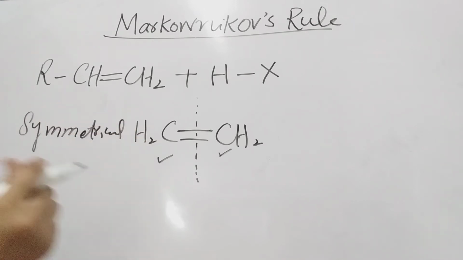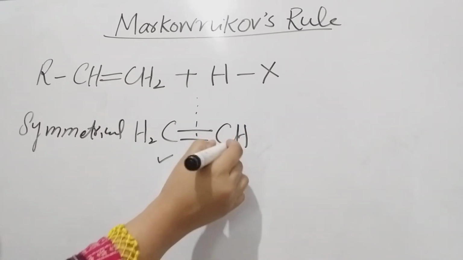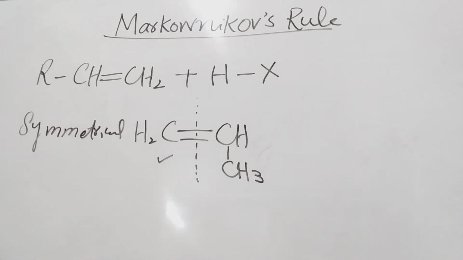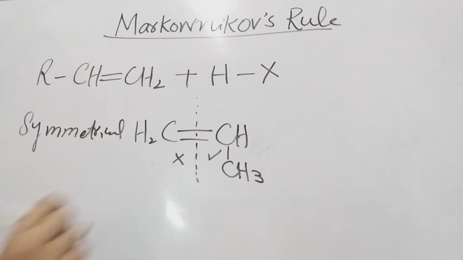And unsymmetrical means if you substitute one of the hydrogens with any other alkyl group or any other group, then the right hand side is not equal to the left hand side. Now this particular compound is unsymmetrical. This unsymmetrical alkene will act differently compared to a symmetrical alkene, because it will give different products.